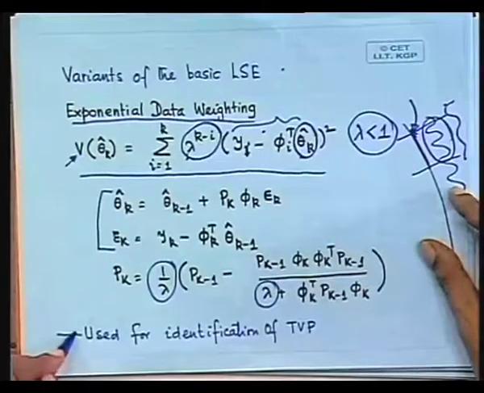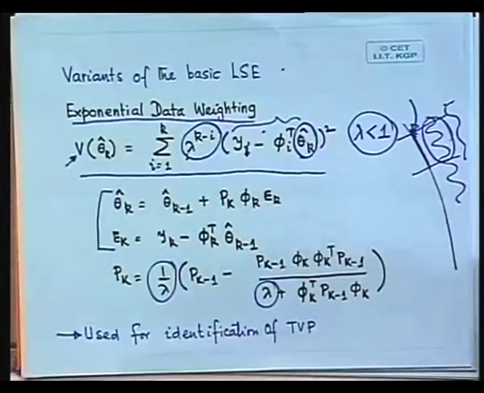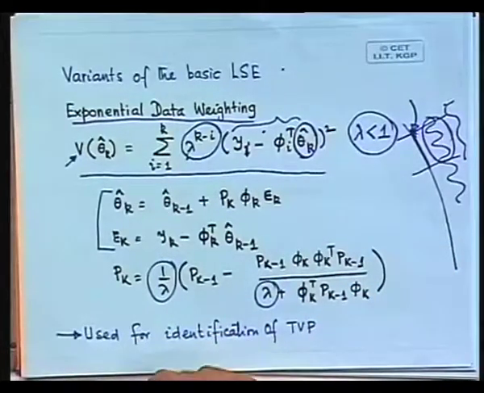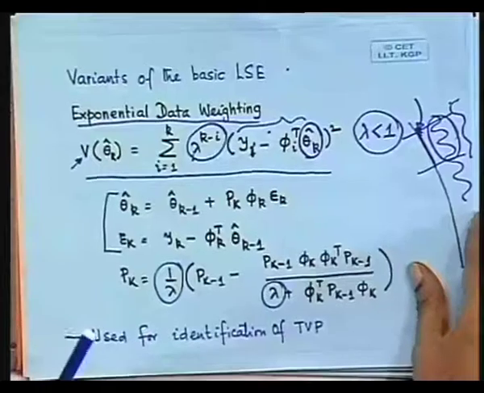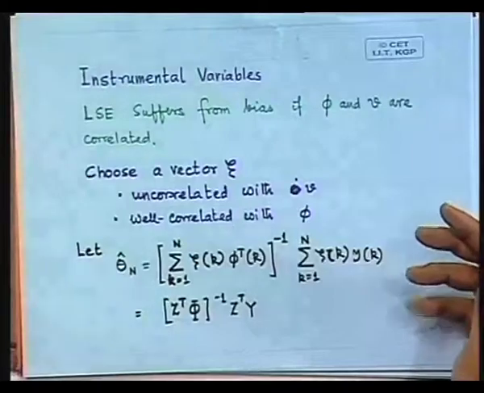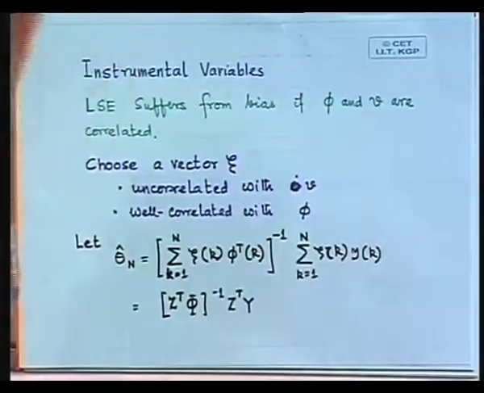And it is used for identification of slowly time varying parameters, which is typically used in adaptive control. Because why are you trying to adapt your control? Because you expect your parameters to change. It may change depending on set points, because from operating point to operating point it may change, right? So this is used for such things. So this is our variant of least square number 1. Whenever you expect your time varying parameters to change, you can use this.